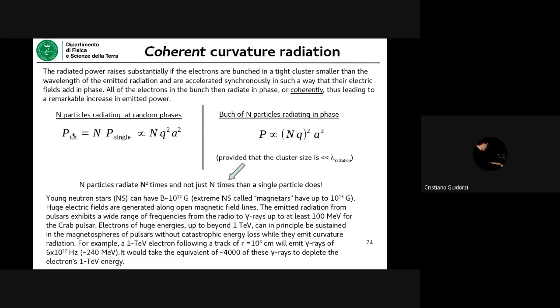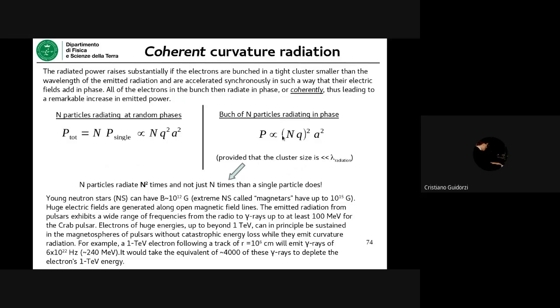So the total power that you observe is just n times the power of one single particle. We've seen that, of course, the power of one single particle scales with acceleration squared. The acceleration is the same for all the particles. Then there is the gamma to the fourth power, which makes the difference. But the acceleration itself, from a kinematic point of view, is the same in this case, because they all have the same velocity and all have the same curvature radius. So essentially, the total power is just n times the power of one single particle.